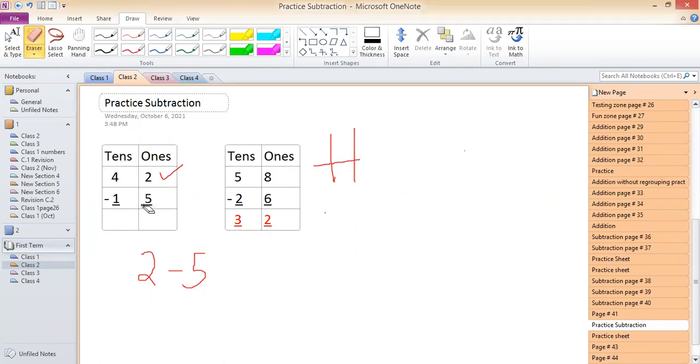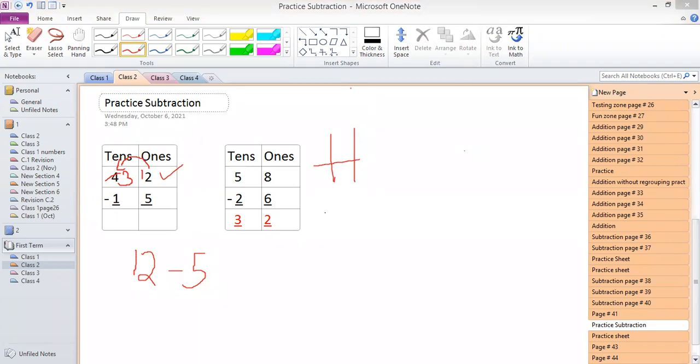You need to borrow one. You need to take one carry. This one will go to the tens and take one. Give me one, please. There are 4 tens. So 4 will give 1 and become 3. And when it gives 1 ten to the ones, it is now 12. Now you can subtract 5 from 12 because 12 is bigger than 5. Am I right?